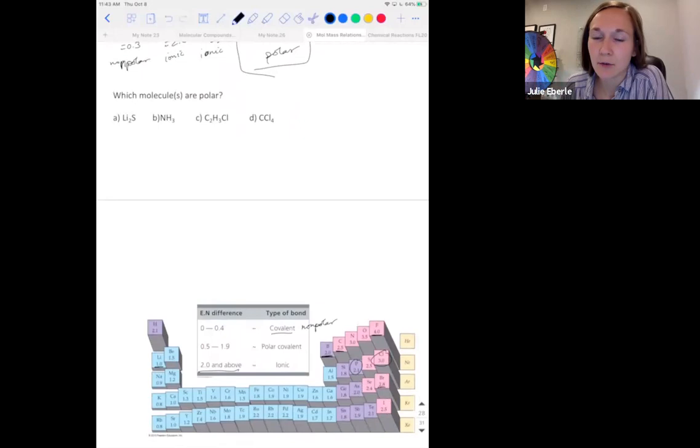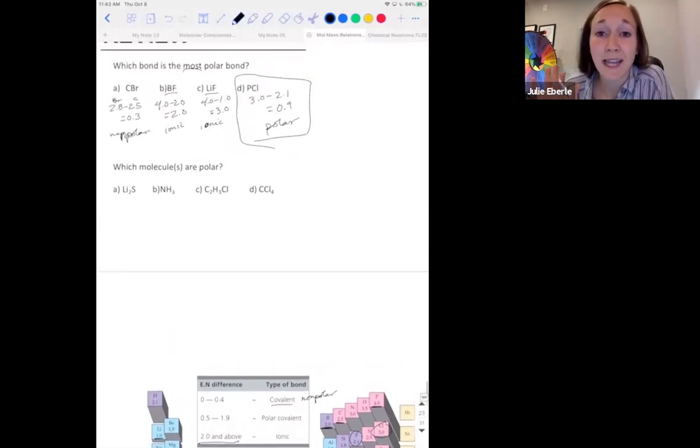I love to ask questions that say list the elements in order of increasing or decreasing bond polarity. If I said list these in order of increasing polarity, how would we order these? Ionic bonds are so polar that they're beyond polar, if that makes sense. You would start with the one that's the least polar. That's going to be A, CBr. So you would put CBr.